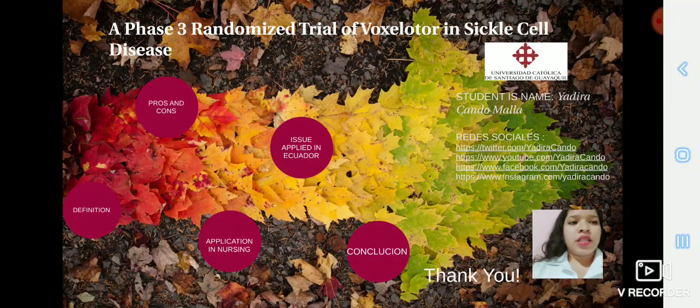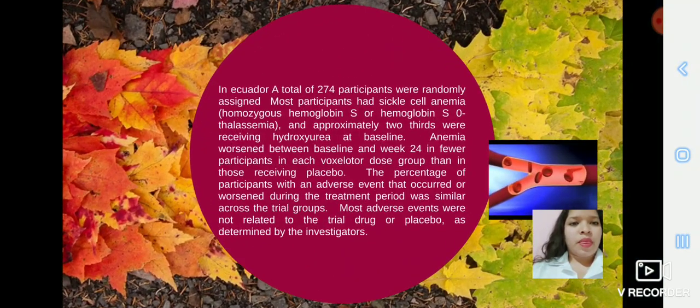The study was conducted in Ecuador. In total, 274 participants were randomly assigned. Most of the participants had sickle cell anemia, homozygous hemoglobin S, and approximately two-thirds were receiving hydroxyurea. Anemia worsened in fewer participants in the voxelotor dose groups than in the group receiving placebo.